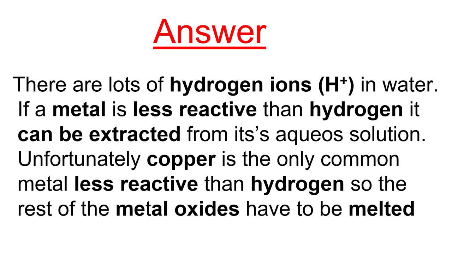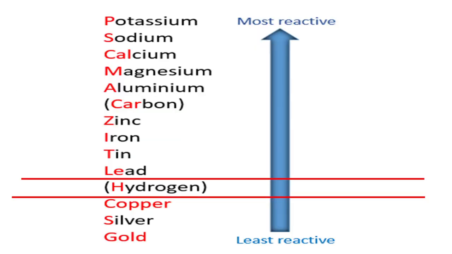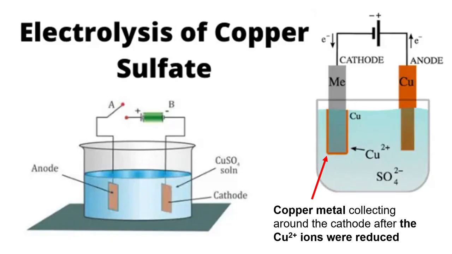If a metal is less reactive than hydrogen, it can be extracted from its aqueous solution. Unfortunately, copper is the only common metal less reactive than hydrogen, so for the rest of the metal oxides, you can't dissolve them in water, you must melt them, and that requires lots of energy. That's why hydrogen is in the reactivity series, and as you can see, most metals are above hydrogen except copper. But you do need to know the electrolysis of copper sulfate, so I'll talk to you about that now.